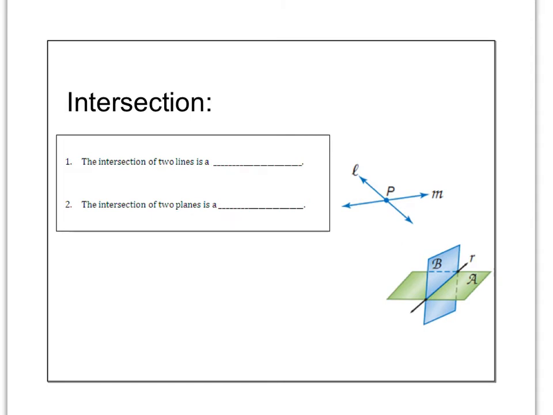The intersection of 2 lines. You can see the picture right here, you guys. 2 lines are going to intersect at a point. In this case, it's point P. So line L and line M intersect at point P.